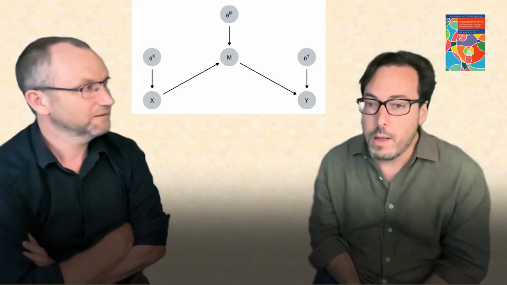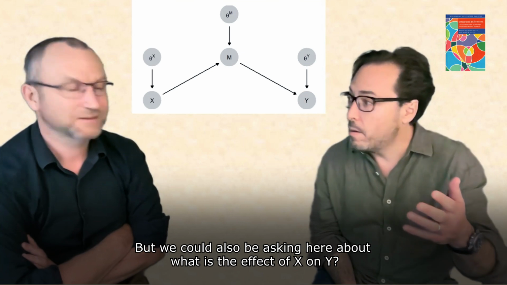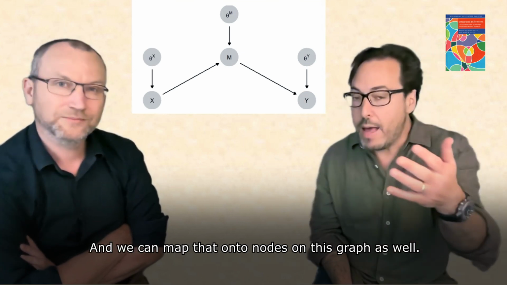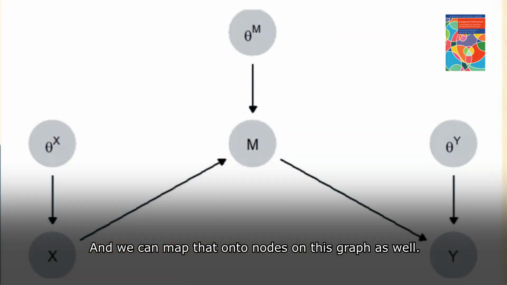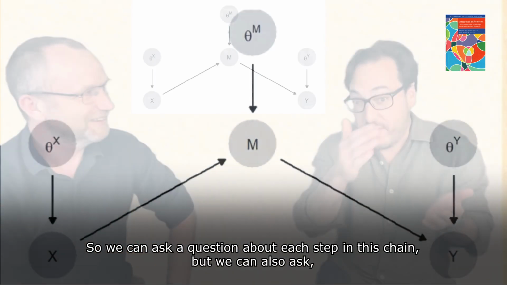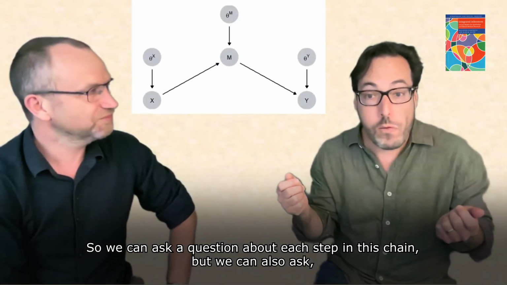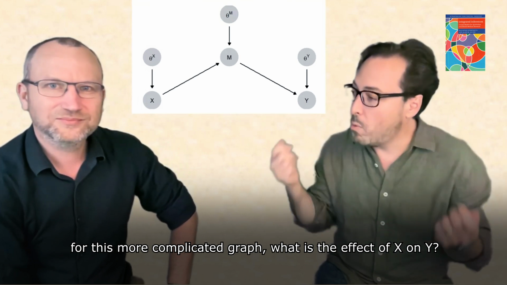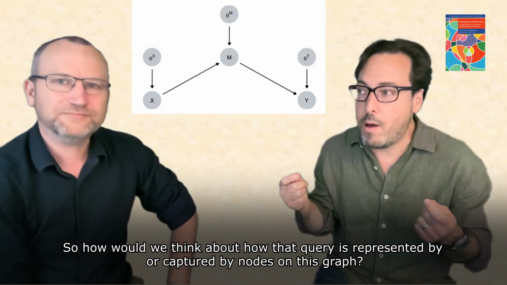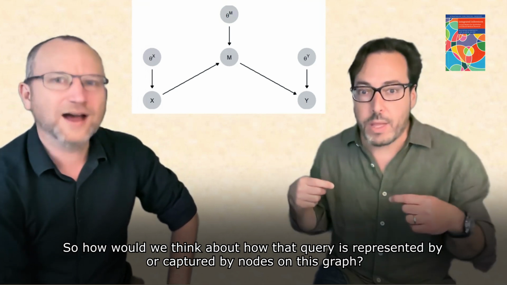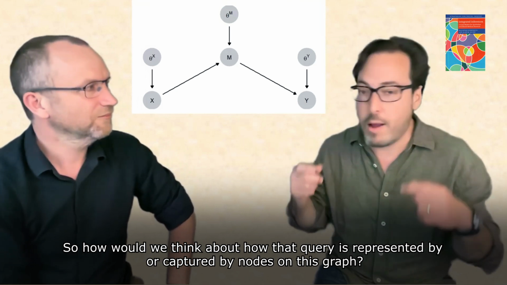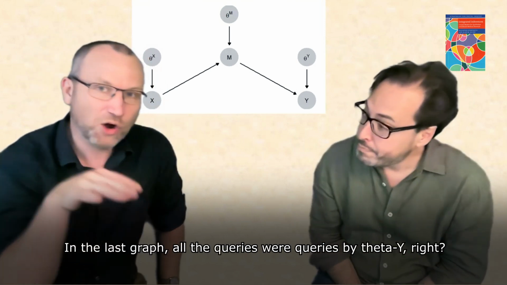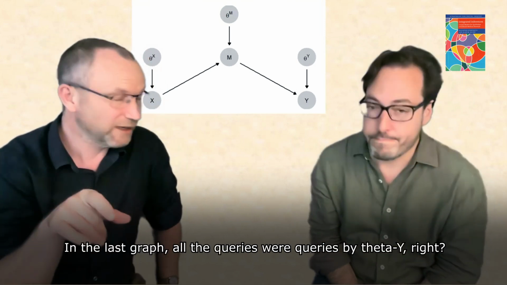Similarly, M to Y. But we could also be asking here about what is the effect of X on Y, and we can map that onto nodes on this graph as well. So we can ask a question about each step in this chain, but we can also ask, for this more complicated graph, what is the effect of X on Y? So how would we think about how that query is represented or captured by nodes on this graph? Okay, that's interesting. In the last graph, all the queries were queries about theta Y, right?